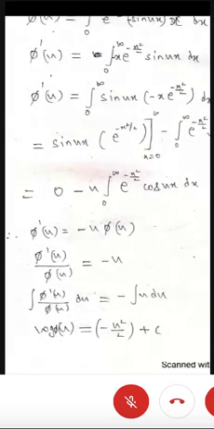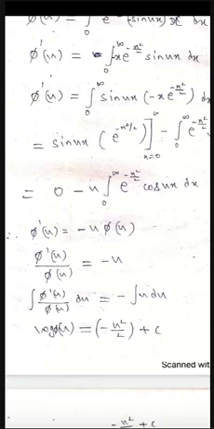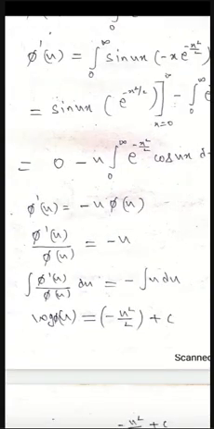So that pi dash of u is minus u pi of u. Pi of u comes to the denominator, so that it becomes minus u. You can integrate on both sides. If you integrate on both sides, we can write integration of pi dash of u divided by pi of u du. See, how can we write log of pi of u here?